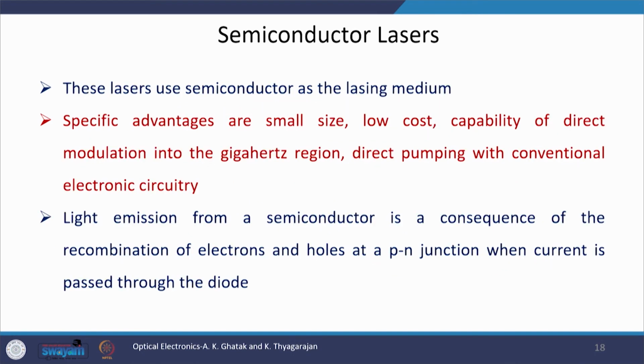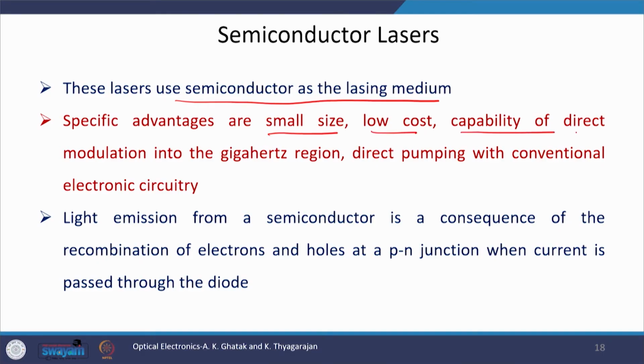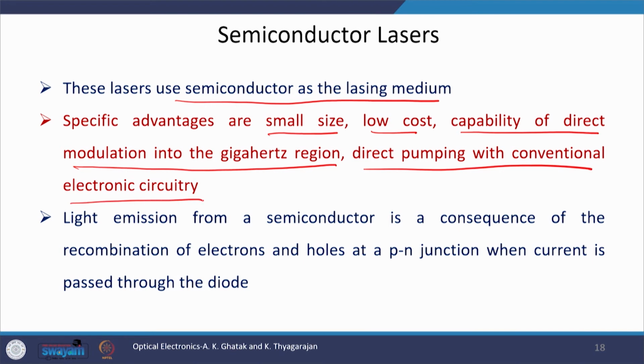There are several others. The next important laser is the semiconductor laser. They are widely used in communication systems nowadays. As the name suggests, these lasers use a semiconductor as the lasing medium. Since it is a solid state laser, it is not bulky, and the specific advantages of semiconductor lasers are small size, low cost, capability of direct modulation into the gigahertz region, and direct pumping with conventional electronic circuitry. We can directly modulate this laser at a very high speed in the gigahertz region. Here we do not require optical pumping or a flash lamp.